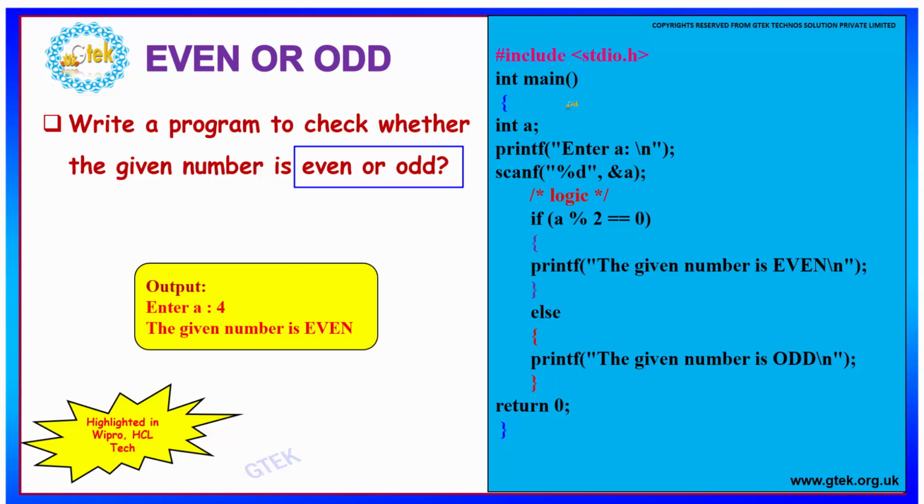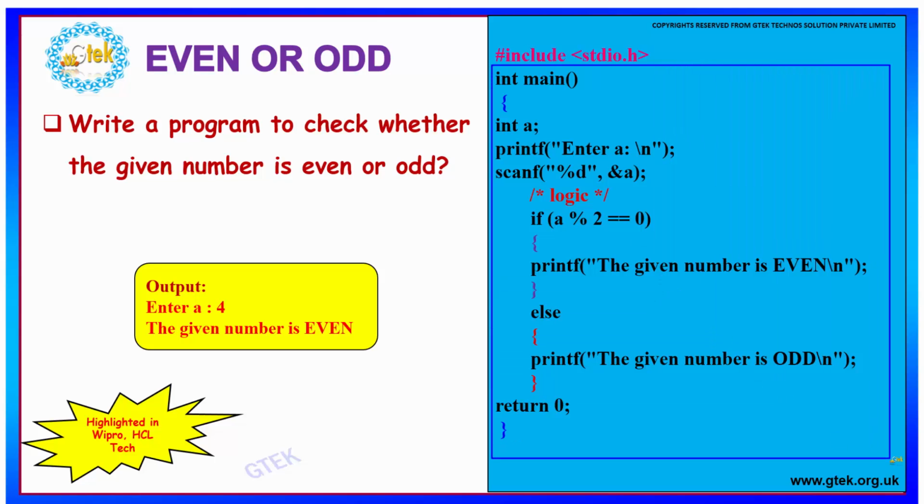As usual, we have to include the standard libraries for our input-output function, and we have to write the main function which will be executed first. So here, we are declaring a variable a, and we have to get the number for which we have to find whether it is an even or odd number. So that is done through your print statement and scan statement. Getting the value for which you have to run the program.